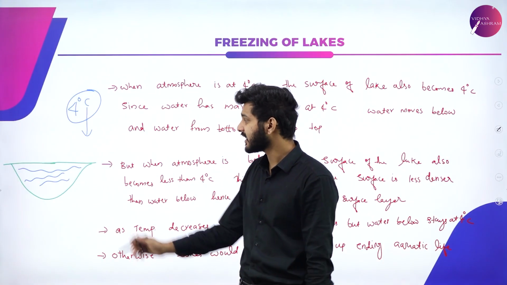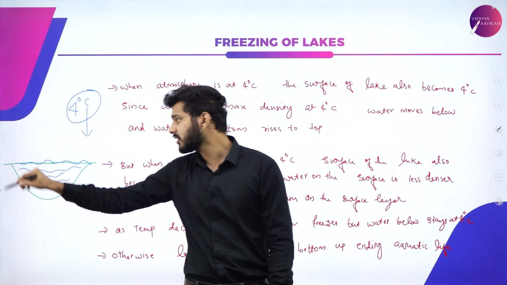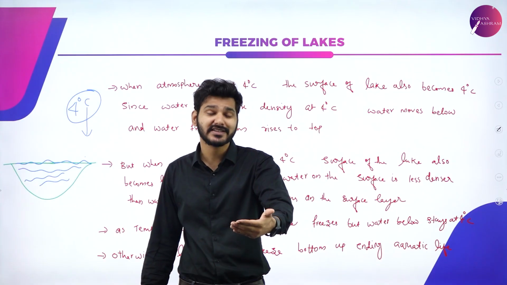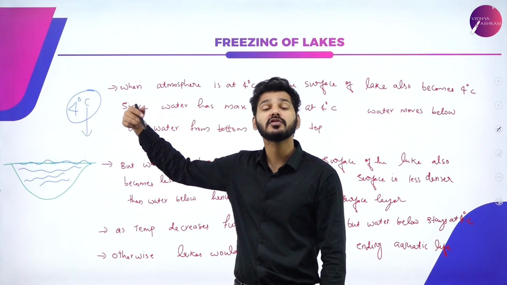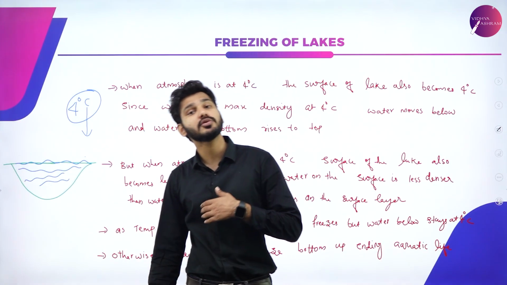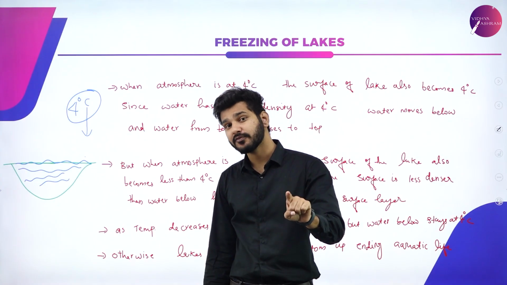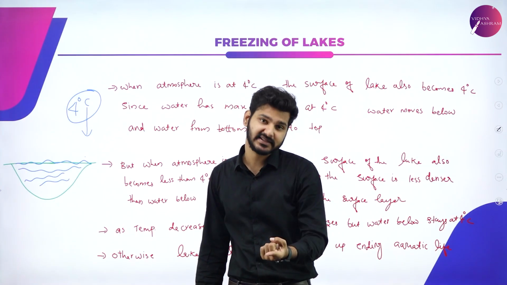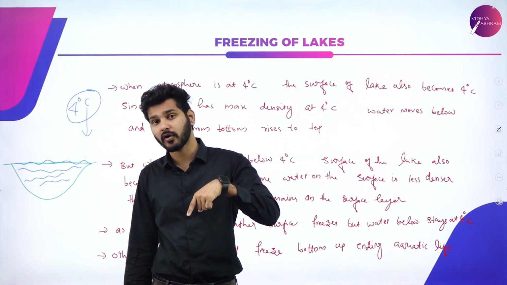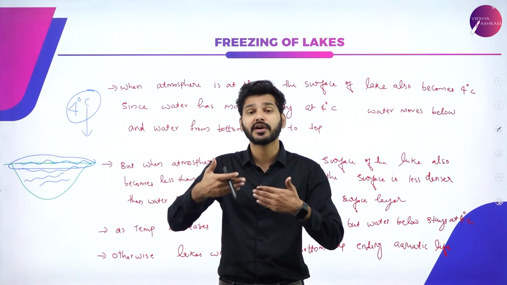Before getting to that, you also have to understand that when the atmospheric temperature drops, the surface layer of the water also becomes that temperature. That is, the surface layer first drops its temperature according to the atmospheric temperature. So once the atmosphere is at 4 degrees Celsius, the surface of the lake is also at 4 degrees Celsius. Now, what is so special about 4 degrees Celsius? The 4 degree mark is the point where water has maximum density or minimum volume. So since water has maximum density and minimum volume, this top layer is now denser than whatever is below it.